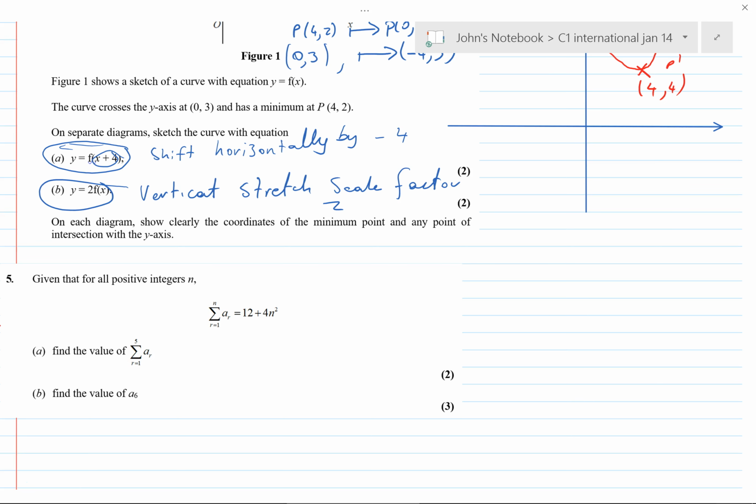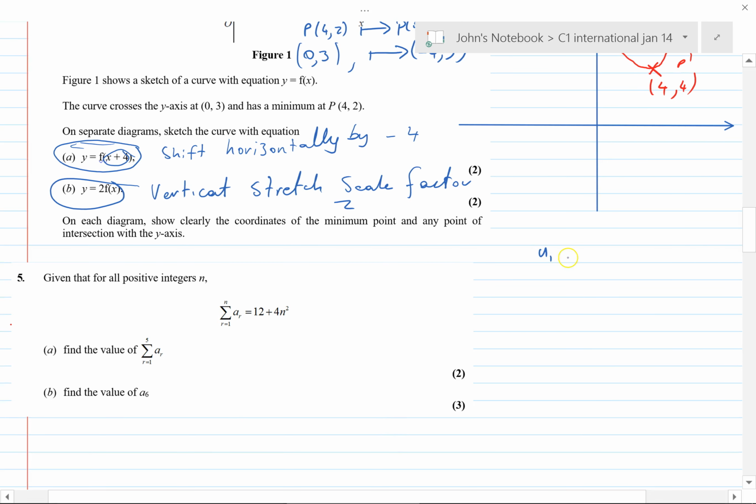Note, most questions we've seen on C1 before have given an expression for U1 equals 12 plus 4n squared, and then you can work out U2, U3, U4 and add them all together. But notice this formula is telling us that the sum is equal to that. So for the first part, there's only 2 marks available, which gives us a clue. The sigma from r equals 1 to 5 of AR, because it's given a formula there for the sum, is equal to 12 plus 4 times 5 squared. Now 5 squared is 25, times 4 is 100, so that's 112.